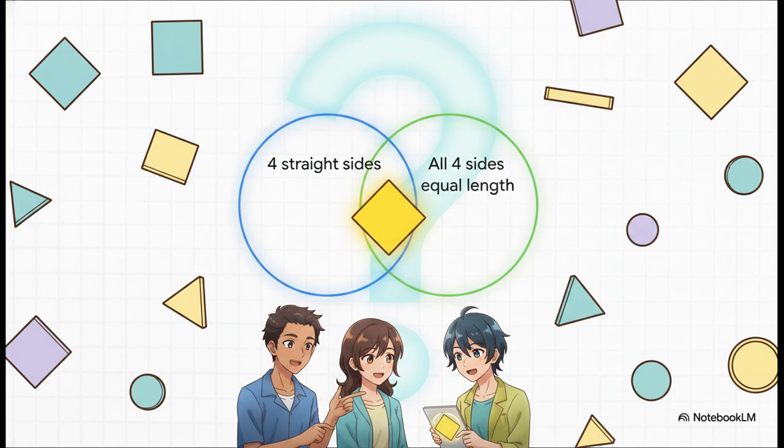Now, what's really interesting about this slide is figuring out exactly where a shape like the rhombus goes in our Venn diagram. Let's look at its profile. A rhombus has 4 straight sides, so it definitely goes into the left quadrilateral circle. But wait, a defining feature of a rhombus is that all 4 of its sides are equal in length. Actually, it's a lot like a square pushed on a slant. That means it also belongs in the right circle. Because it meets both criteria, the rhombus gets placed squarely in the overlapping middle section of the Venn diagram. It's a perfect visual way to understand exactly what makes that shape unique.